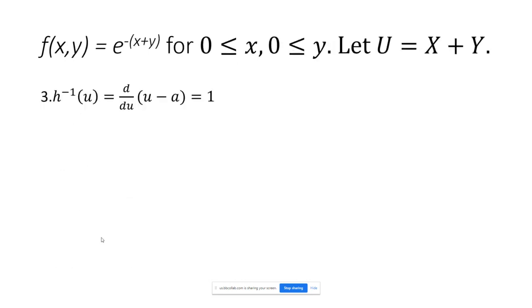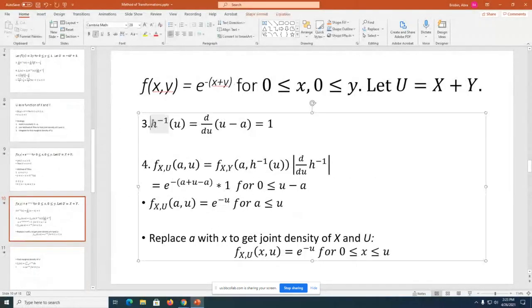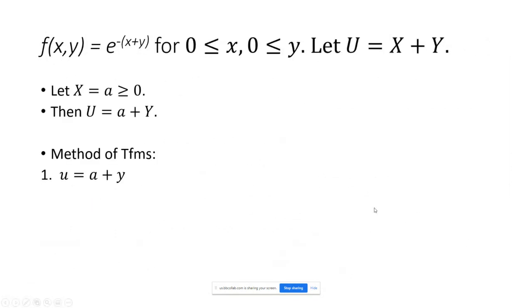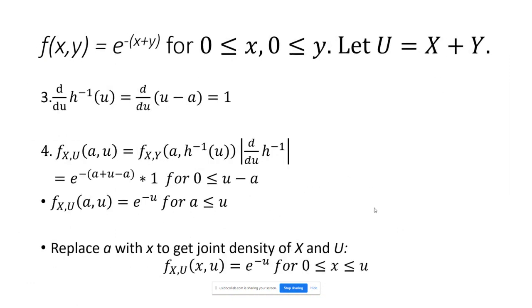All right. So next we want to take the derivative of h inverse. Whoops, we need a derivative in here. So the derivative of h inverse of u is just the derivative of u minus a. And remember that a is a constant, so we're taking the derivative with respect to u. So the derivative of u is just 1.